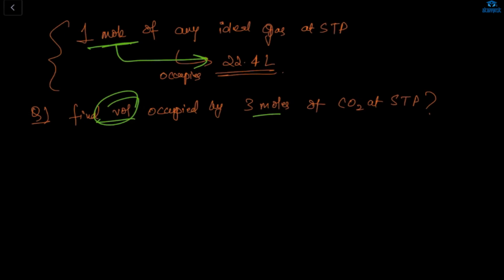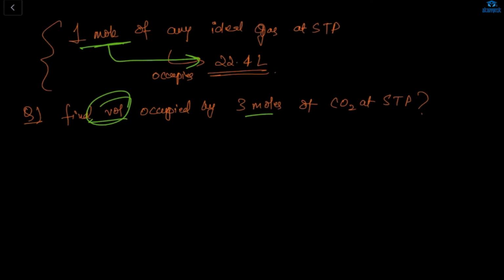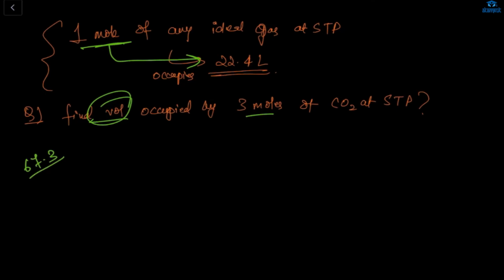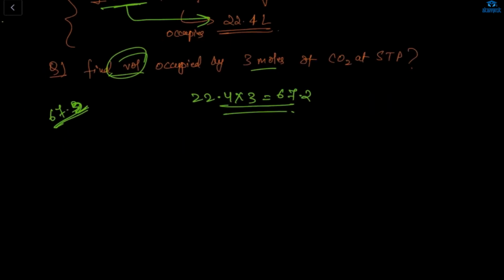Can I tell? 67.3. I think he said 67.3. Yes, that's what I said, ma'am. 67.3. Okay, how come this 67.3? Tell me. Ma'am, 22.4 is there, and 22.4 into 3 is 67.2. Oh, okay. Ma'am, is it 67.2? Yes. Okay.